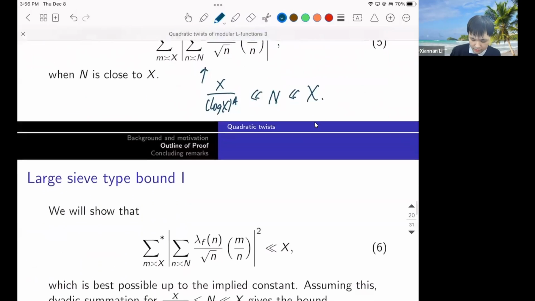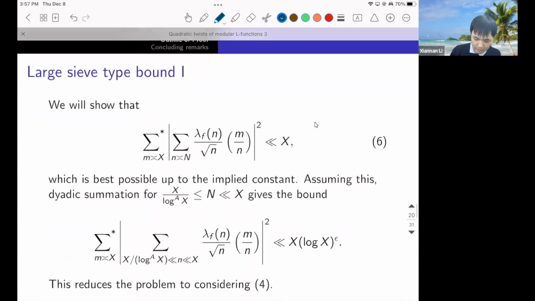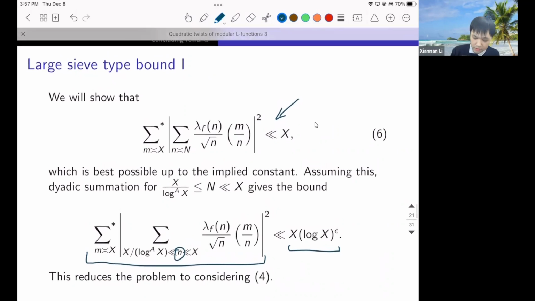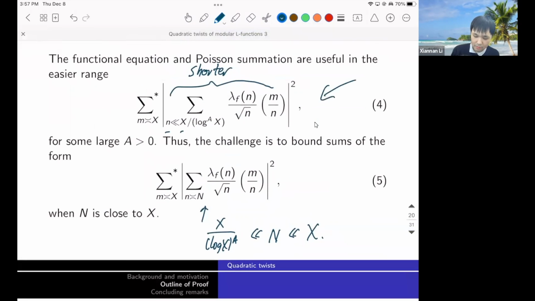So if you believe what I say, then you see that we're really interested in proving a bound of this form. Okay? As long as I have a bound of this form, I can do some type of dyadic summation, and then I can bound the tail end. So when n is between x over power log x and x, it will be bounded by x log x to the epsilon. This is where that error term x log x to the epsilon comes from. And this is good enough because remember the main term is x log x.